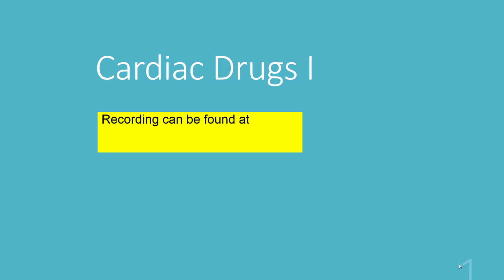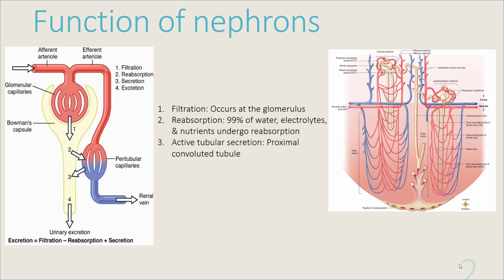This is the first part of the cardiac drugs. So we're going to start off by looking at the function of the nephrons in the kidney.